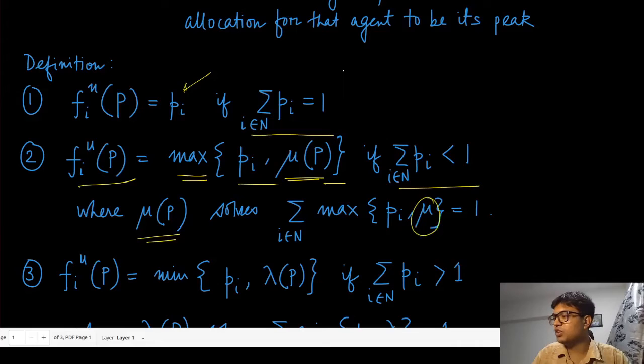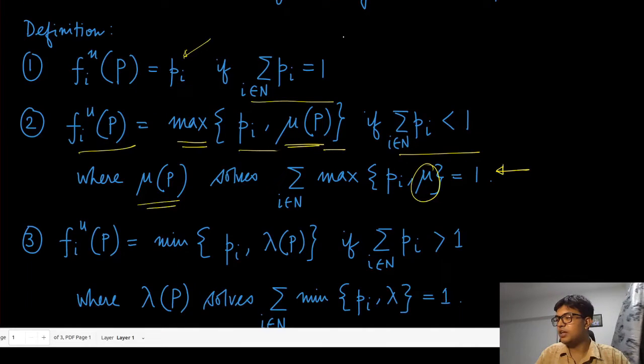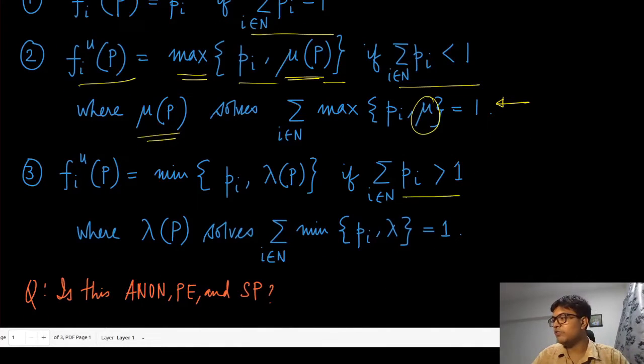So where you are solving this max of p1 and mu such that the sum of these things becomes equal to 1. So this is written in a more formal way. The easier way is to visualize using that figure. Similarly, you can also define the alternative case, that is when the sum of these peaks is more than 1. Then you are actually increasing from the bottom. Then you can similarly verify that this is going to be the minimum of their peak and that level, that water level where it settled finally.